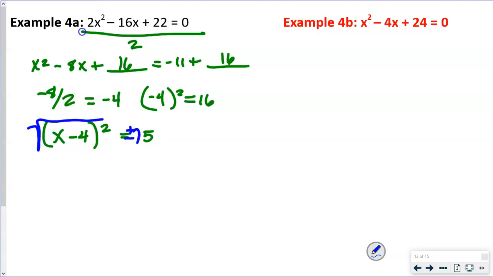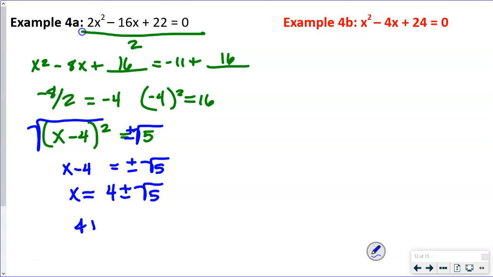So that's going to give me x minus 4 equals plus or minus the square root of 5. Then we're going to add the 4 to both sides. So x is going to be equal to 4 plus or minus the square root of 5. And yes, these are our two different answers. If you had to express them separately, you would do 4 plus the square root of 5 equals x, and x equals 4 minus the square root of 5.